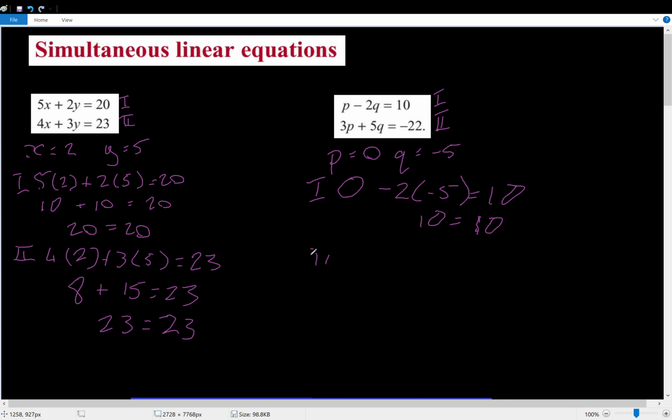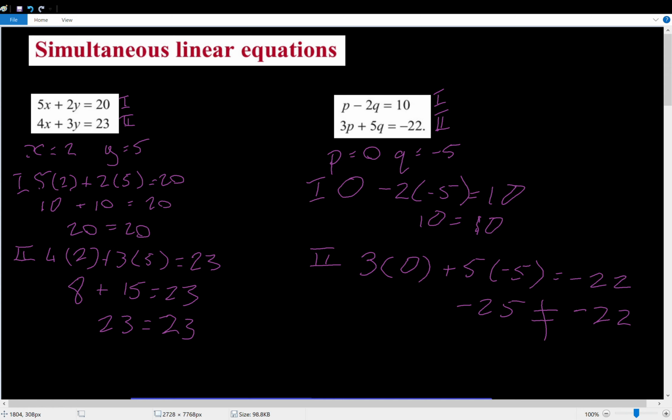Let's check if they satisfy equation 2 this time. Instead of 3p, we have 3 times 0, and instead of 5q, we've got 5 times minus 5. We're going to check to see if that equals minus 22. 3 zeros are 0, and 5 times minus 5 is minus 25. And minus 25 does not equal minus 22. So you can see that having a solution for one of the equations does not automatically mean that you have a solution for the pair of equations.